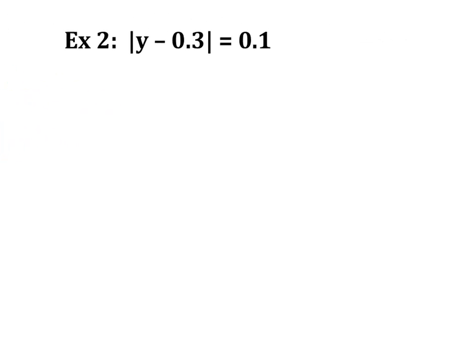Okay, so let's come over here to example 2, and same arrangement here. We are going to take what's on the inside, y minus 0.3. We're going to set it equal to the negative of the outside, and we are also going to set it equal to the positive of the outside, like so. So why don't you give this a try and pause the video and come back in just a second and see if you got your answer correct.